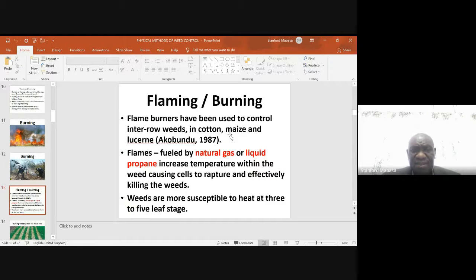Now, in some countries, they use flame burners to control weeds in cotton, maize, and lucerne. So flames fueled by natural gas or liquid propane increase temperature within the weed, causing cells to rupture and effectively killing the weeds. Weeds are more susceptible to heat at the 3 to 5 leaf stage.